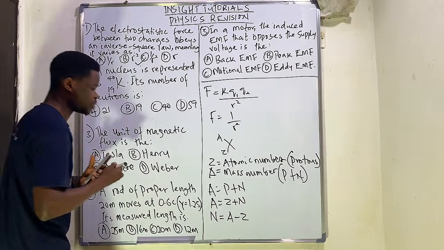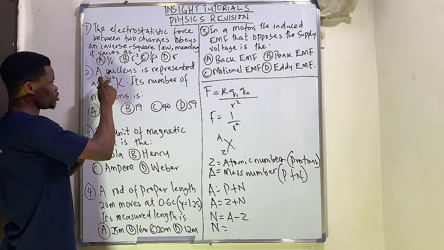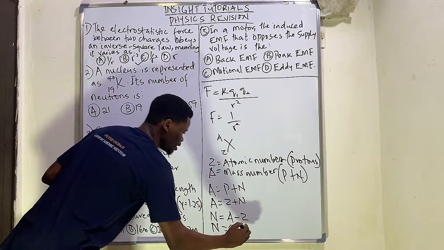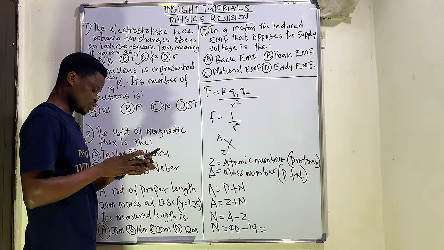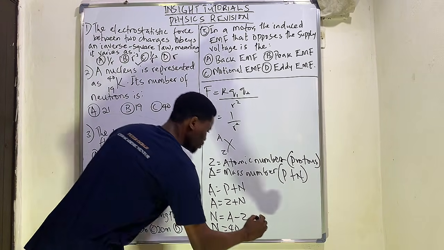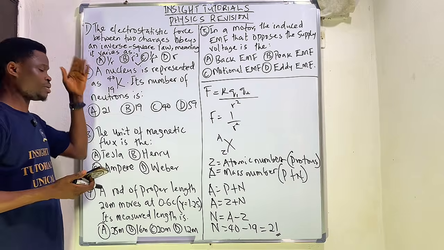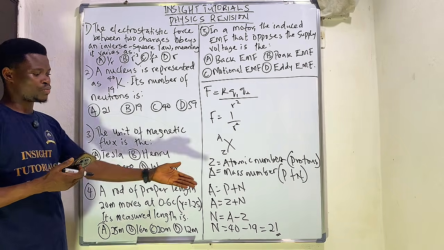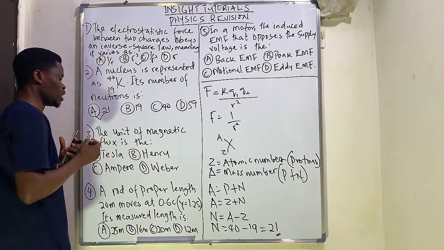And this element is potassium. So for us to get the total number of neutrons N, we're going to say the mass number, which is 40, minus the atomic number, which is 19. And that will give us a total neutron of 21. So an element with a mass number of 40 and an atomic number of 19 will have a total number of neutrons of 21 in it. So the correct answer is option A.